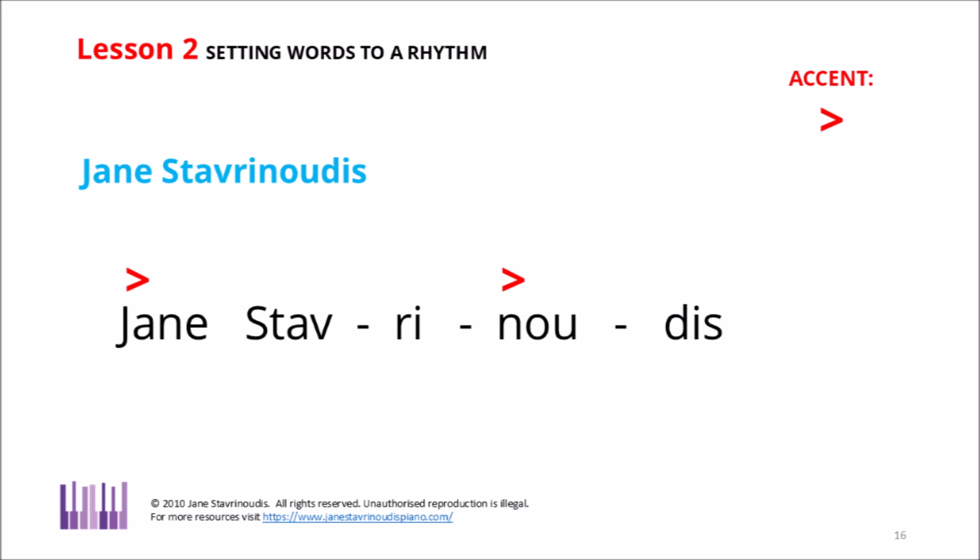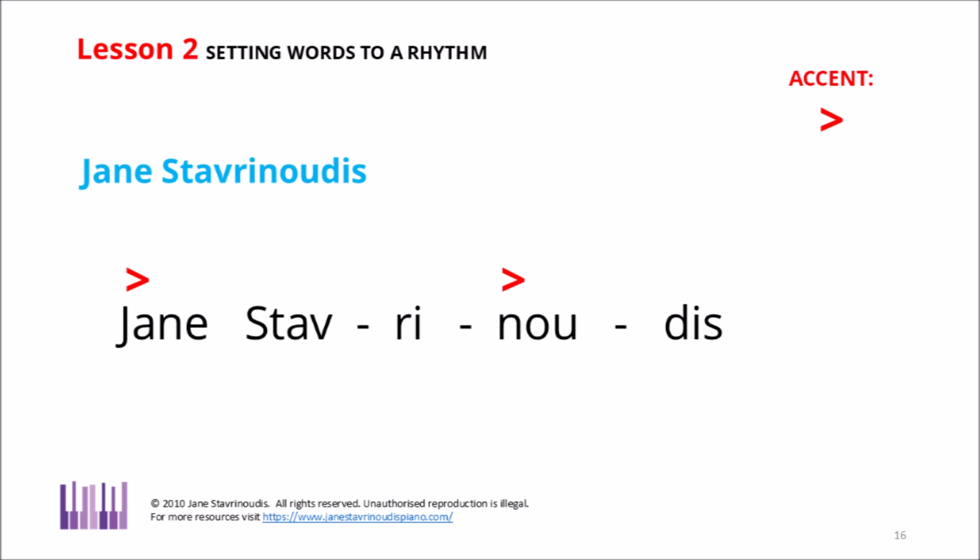Language has a natural rhythm regardless of which language you speak. Words can either be a single sound, a syllable, or multiple syllables. My name is a good example. My first name, Jane, has more than one sound but has one syllable. My surname has lots of sounds but 4 syllables.